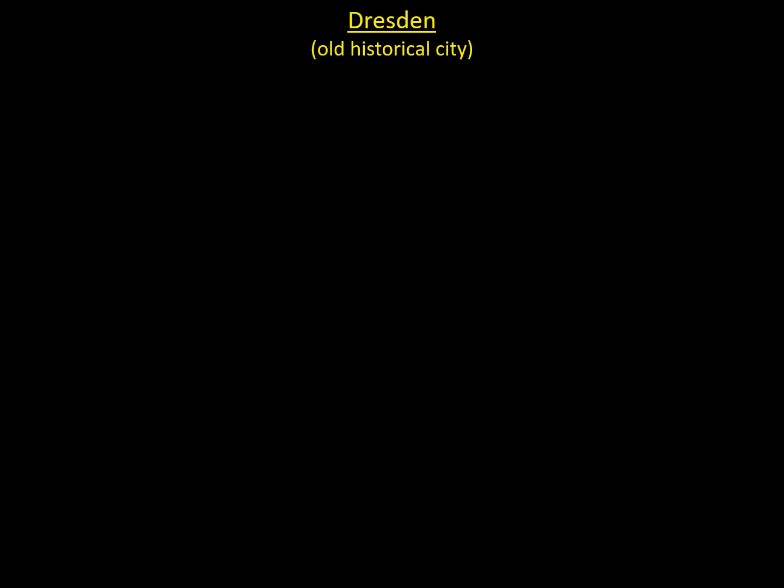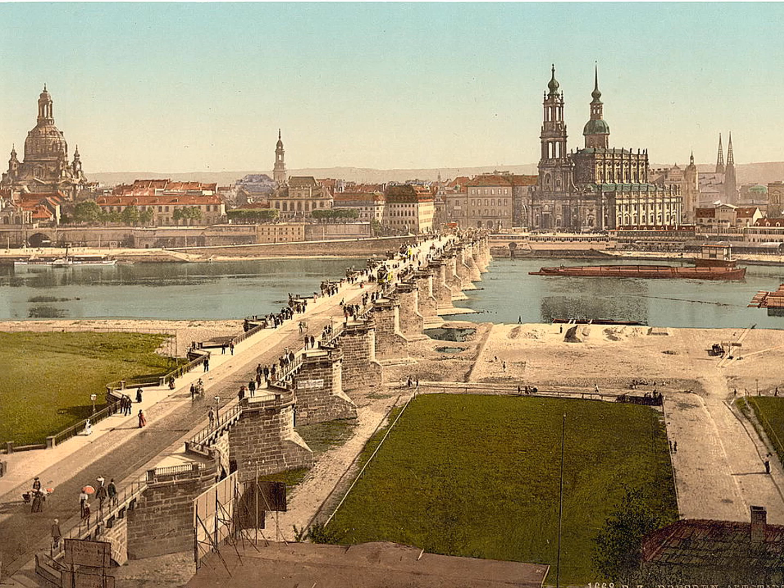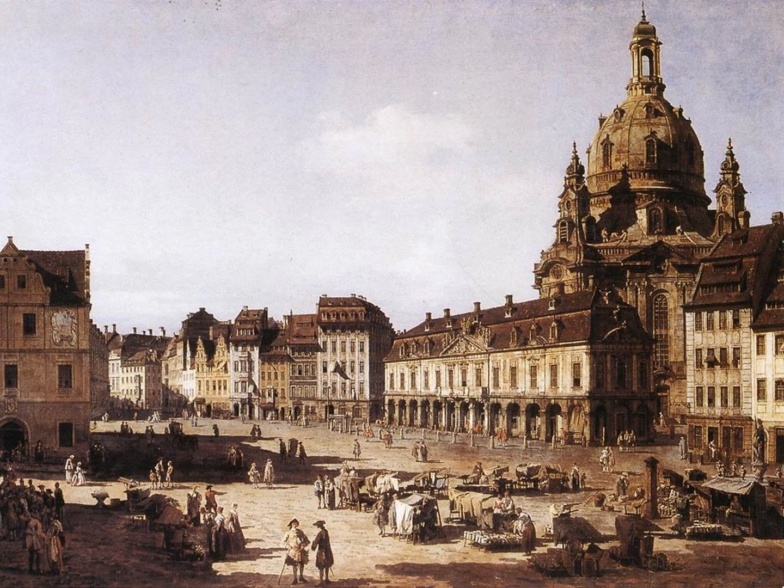Now we're going to talk about a very controversial issue, the bombing of Dresden. Dresden was an old historical city, as you can see here from the pictures, back to the Baroque age. The cathedral there on the right.